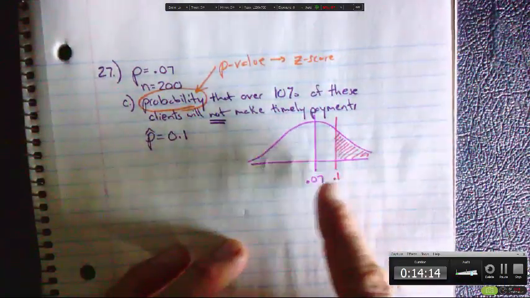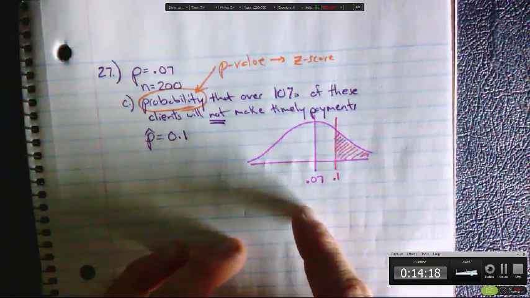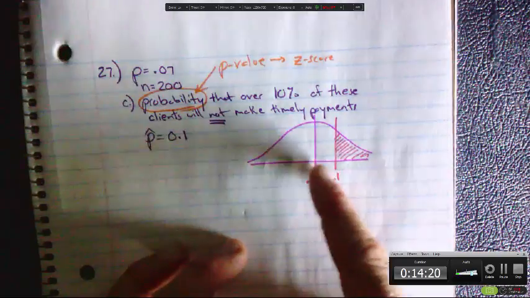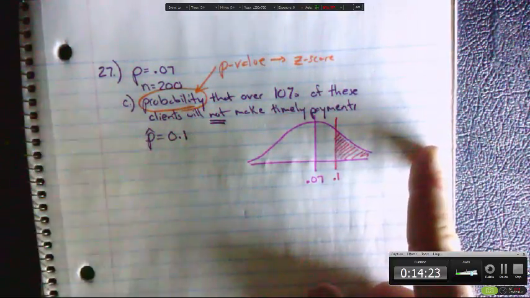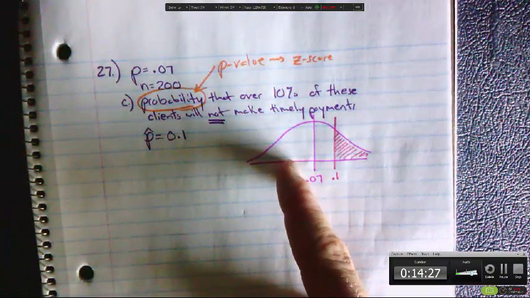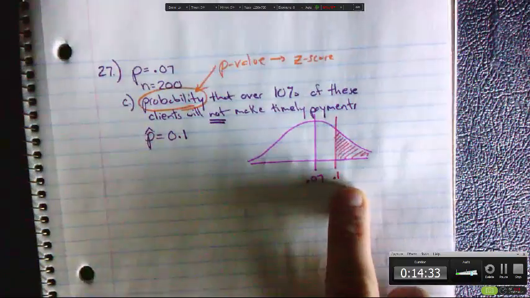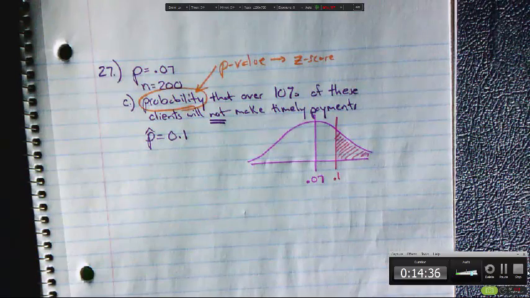Because how far is 10% from 7%? 3%. So what's 3% below 7%? 4. So the chance that more than 10% of the people make timely payments would be the same as the chance that less than 4% do not make timely payments. But the main thing is make sure you do not treat that as a negative 0.1. It's a negative z-score.